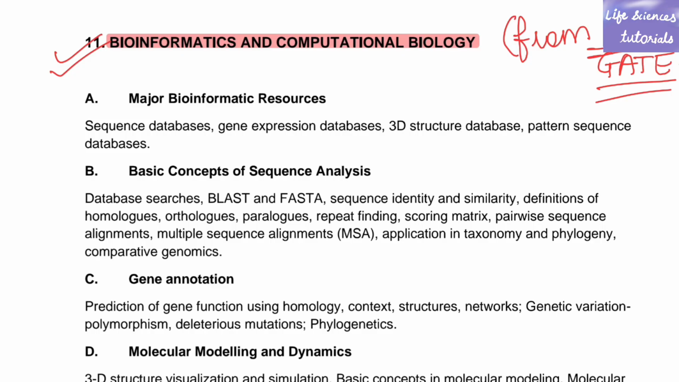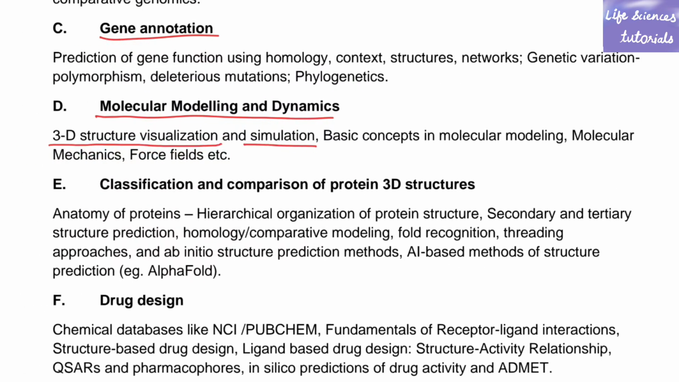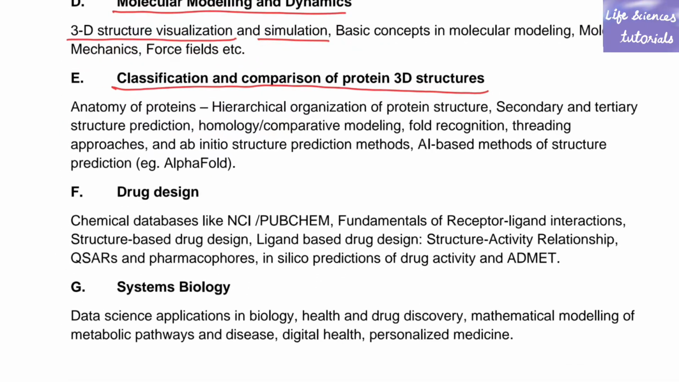Okay. So here we have major bioinformatic resources, basic concepts of sequence analysis. So this is what you will use for your future research, right? So BLAST analysis, FASTA, this is what we use, so you have to be aware of how to use all this. Next, we have gene annotation, molecular modeling and dynamics. All the software we use for 3D structure visualization and simulation, this is what we should know. Next, classification and comparison of protein 3D structures.